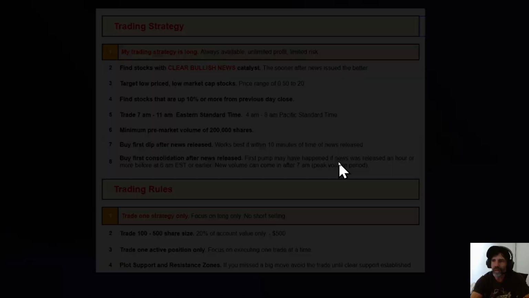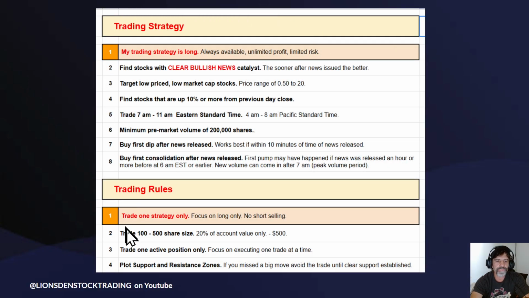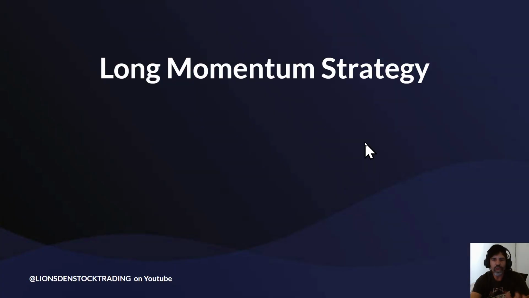So let's get started. This is actually what the spreadsheet looks like. The trading strategy here with 8 factors involved, and then the trading rules that I've come up with in order to help correct mistakes that I've made and to refine my focus. So you're going to get access to that. So what we're going to do is, number one part of the strategy is that we're going to go long.